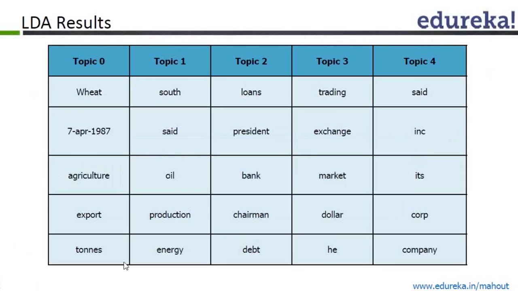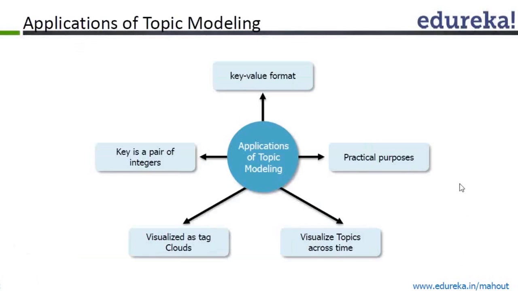So finally the results could be like this, guys. Topic 0 might be talking about wheat, agriculture, exports, tons. Topic 1 could be oil production, meaning oil and gas. This is agriculture, this seems to be banking, this seems to be stock markets, and this seems to be some dummy topic over here.